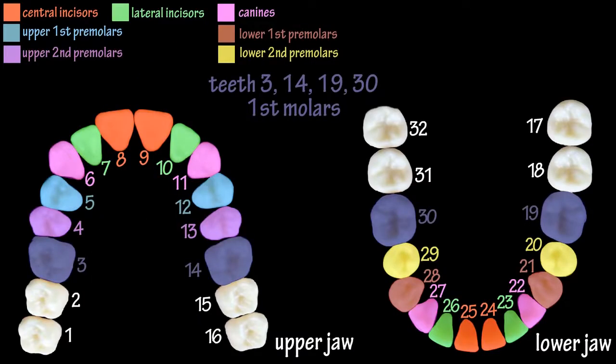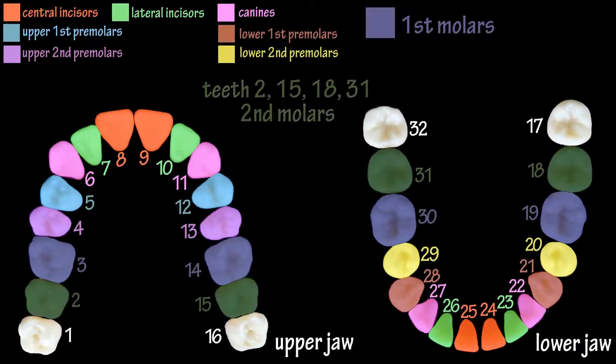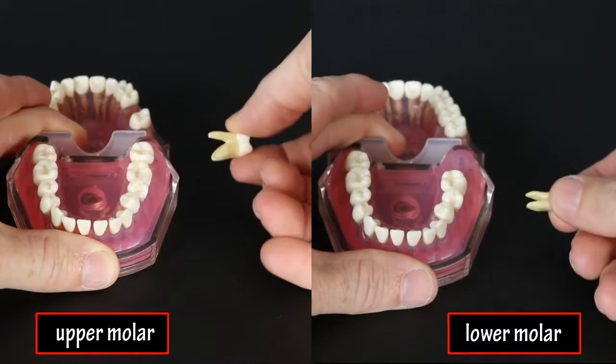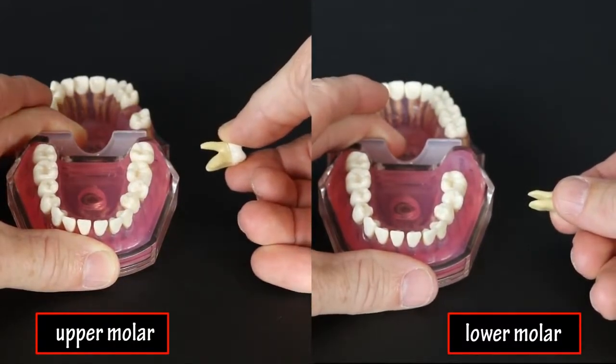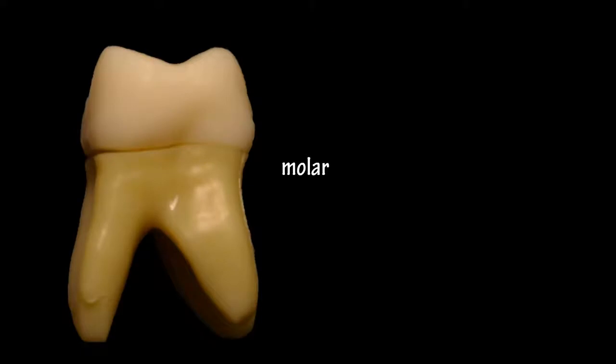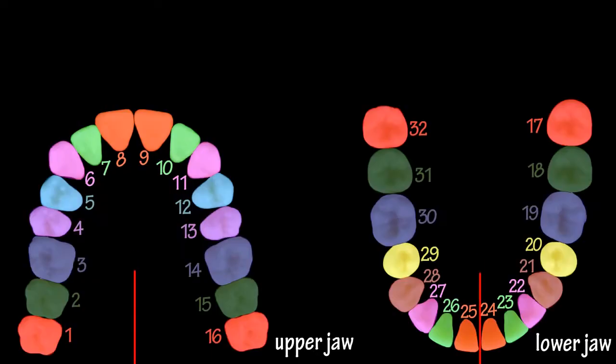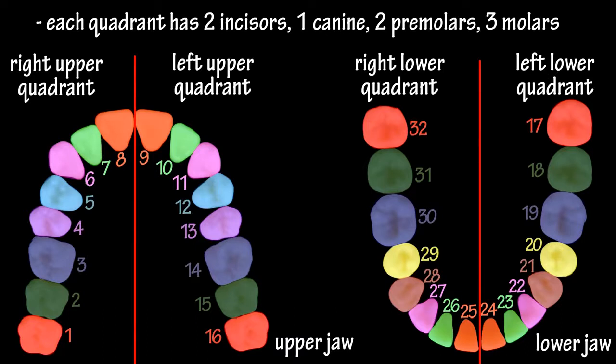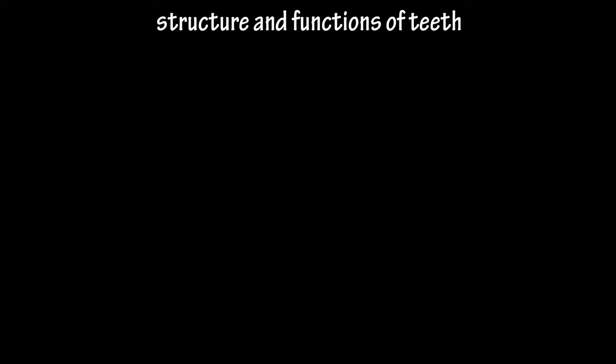Teeth 3, 14, 19, and 30 are first molars. Teeth 2, 15, 18, and 31 are second molars. And teeth 1, 16, 17, and 32 are third molars or wisdom teeth. The upper molars usually have three roots, and the lower molars usually have two roots. Molars are large teeth that also have flat crowns, and they are also designed to crush and grind food. The oral cavity is often divided into four quadrants, with each quadrant having two incisors, one canine, two premolars, and 2 or 3 molars. And that be the basics on the structure and functions of teeth.